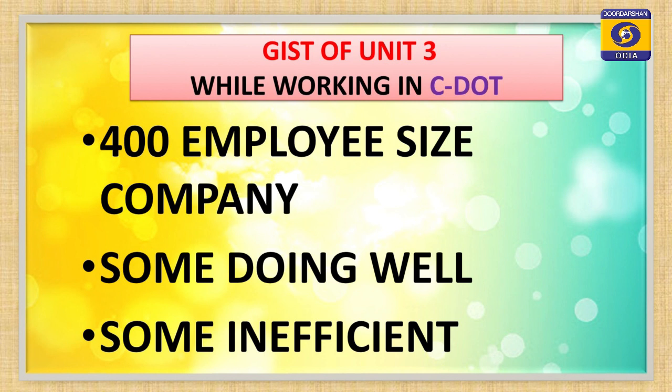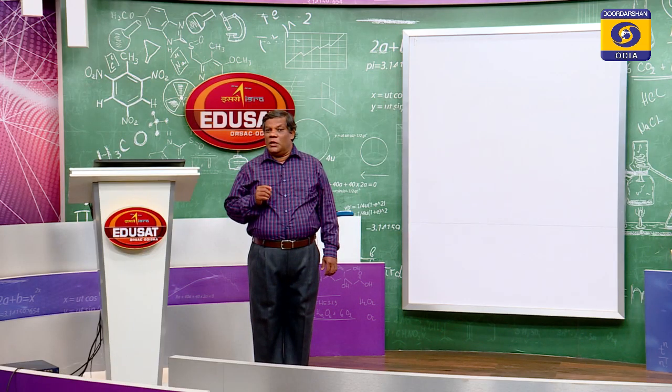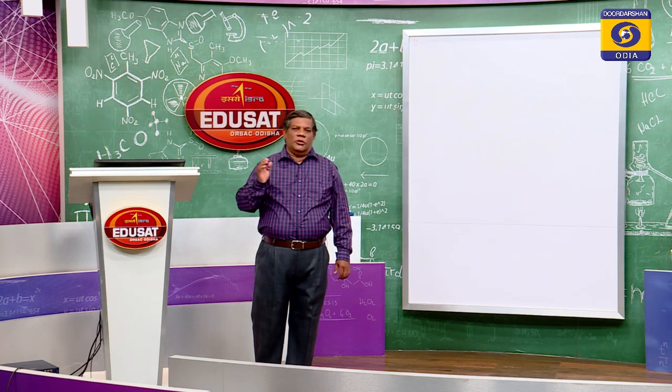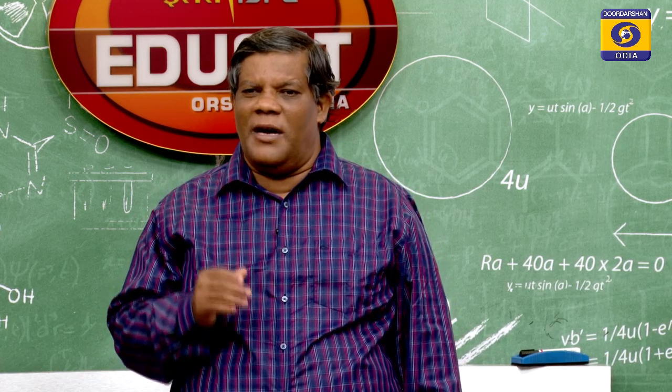C-DOT is a company of 400 employees, some doing well, some inefficient. Telling them directly on the face in general meetings, they preferred being pulled aside and told about their inefficiency. Sam Pitroda was the head of the company, and when he wanted to speak things on the face, if some workers were not efficient, he wanted to disclose these inefficient people in a general meeting, so that it would have some positive result. But they did not prefer that. The workers preferred that they should be pulled aside and told about their inefficiency.